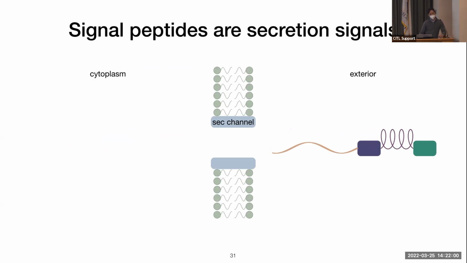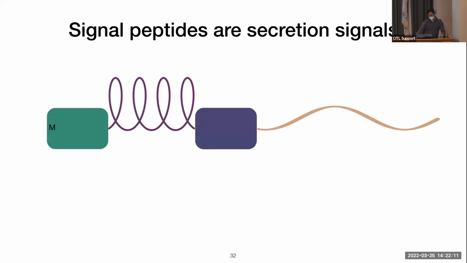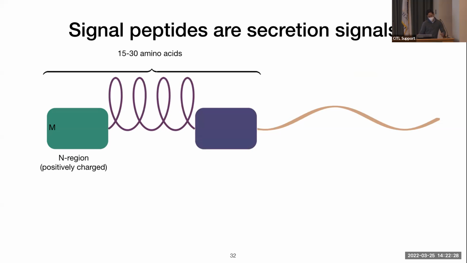This was done at Caltech with a bunch of people, including Zachary Wu and Alicia Lee. And these secretion signals have a canonical structure, but that's not structure in the 3D sense, it's structure in the format sense, I guess. They are about 15 to 30 amino acids, at the N terminus. There's typically an N-terminal positively charged region, a hydrophobic core that often is a helix, a polar C region, and then a terminal motif and a cleavage site.